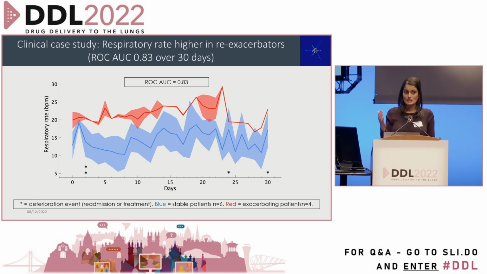So if you quantify the standard metrics, with a nasal prong, you can only really get respiratory rate. And we know respiratory rate is a brilliant biomarker, but it's not measured particularly accurately, and it's often rounded up and rounded down. But if you do it properly, you can see that actually there's a good classification accuracy between the exacerbators in red and the non-exacerbators in blue, about 0.83, so 83% classification accuracy.